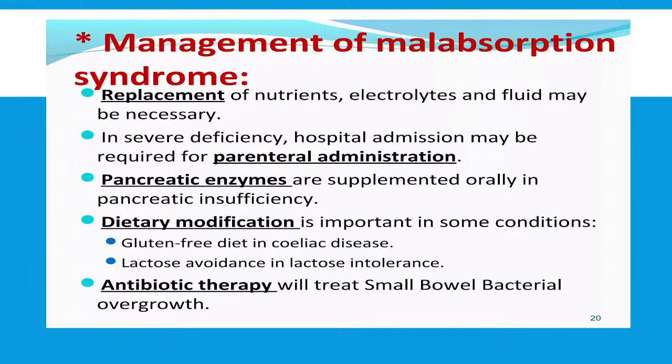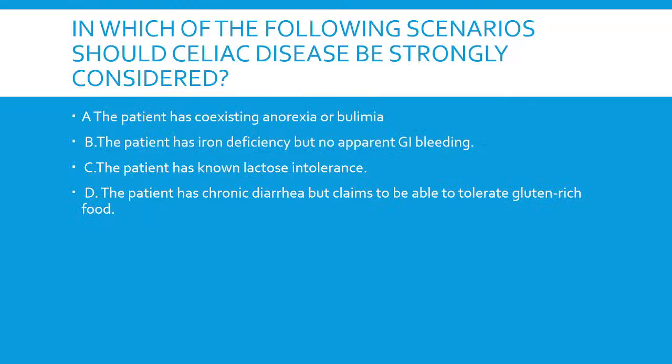Now, how do you manage malabsorption syndrome? You need to replace the nutrients, electrolytes and fluids if necessary. In severe deficiency, hospital admission may be required for parenteral administration of these nutrients. Pancreatic enzymes are supplemented orally in pancreatic insufficiency, such as in chronic pancreatitis. Then dietary modifications are important in some conditions: a gluten-free diet in celiac disease, lactose avoidance in lactase deficiency. Then we have antibiotic therapy to treat small bowel bacterial overgrowth.